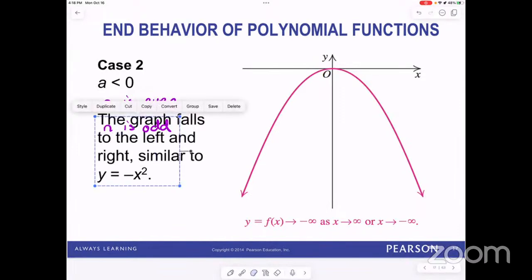A negative leading coefficient means our graph falls to the right. N being even means the other side does the exact same, so it's going to fall to the left. Okay, so we saw 2 cases where n is even. The next 2 cases is where n is odd.